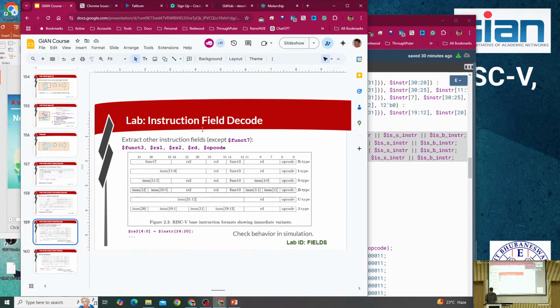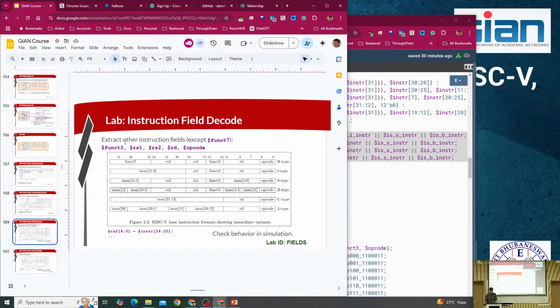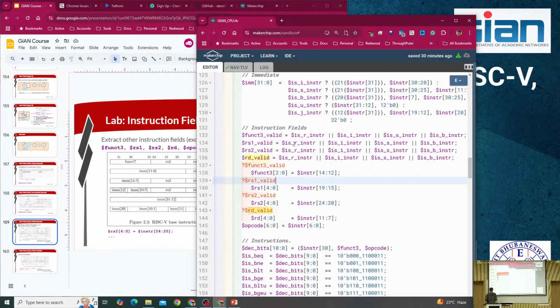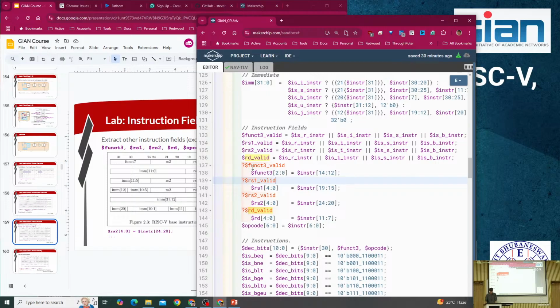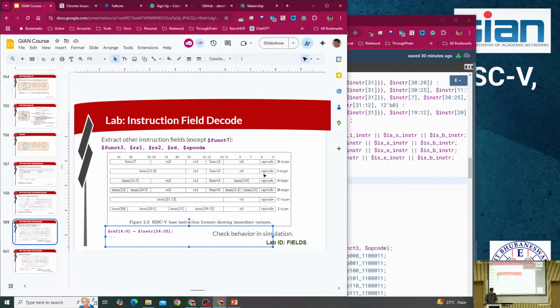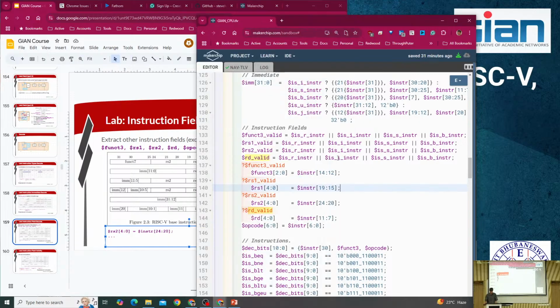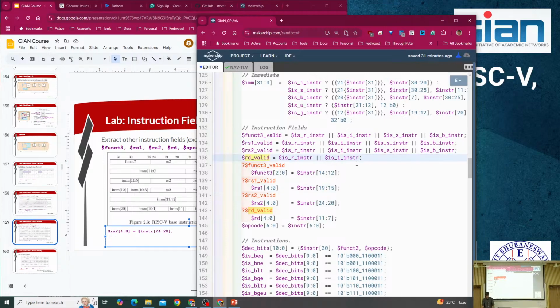But let's take a look again at this table, which tells us which instructions have which fields. So R-type has all the source registers. Actually, let's do it the other way. Which ones have funct3? All but U and J, which I'm not decoding. Okay. And RD does not exist for S-type and B-type. So this is wrong for me. It should be like that.